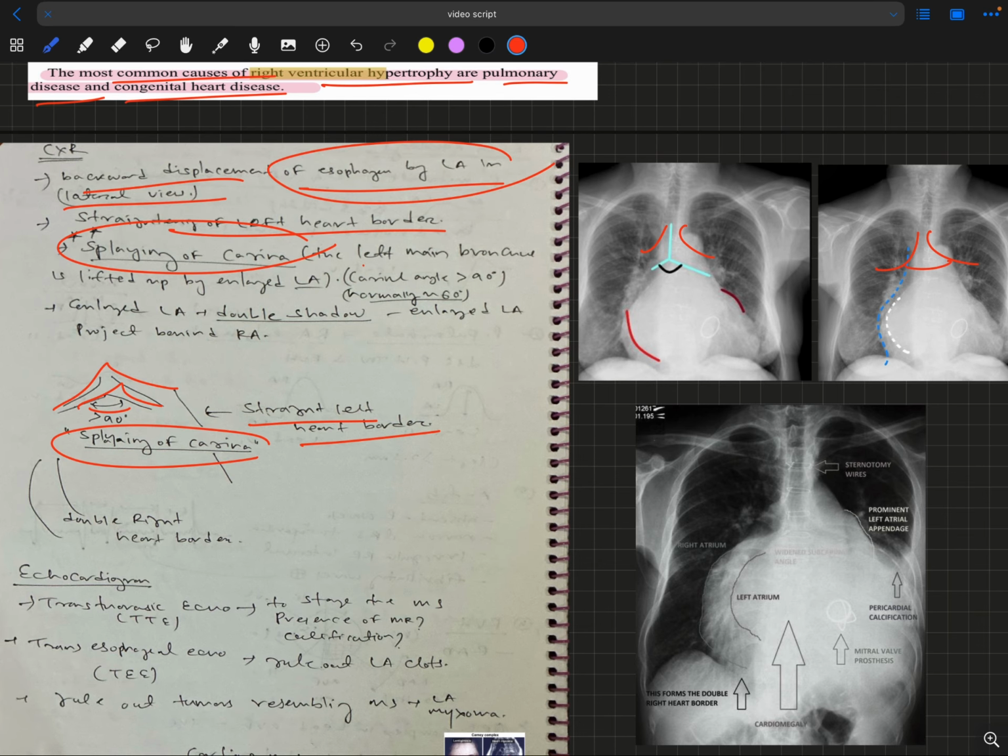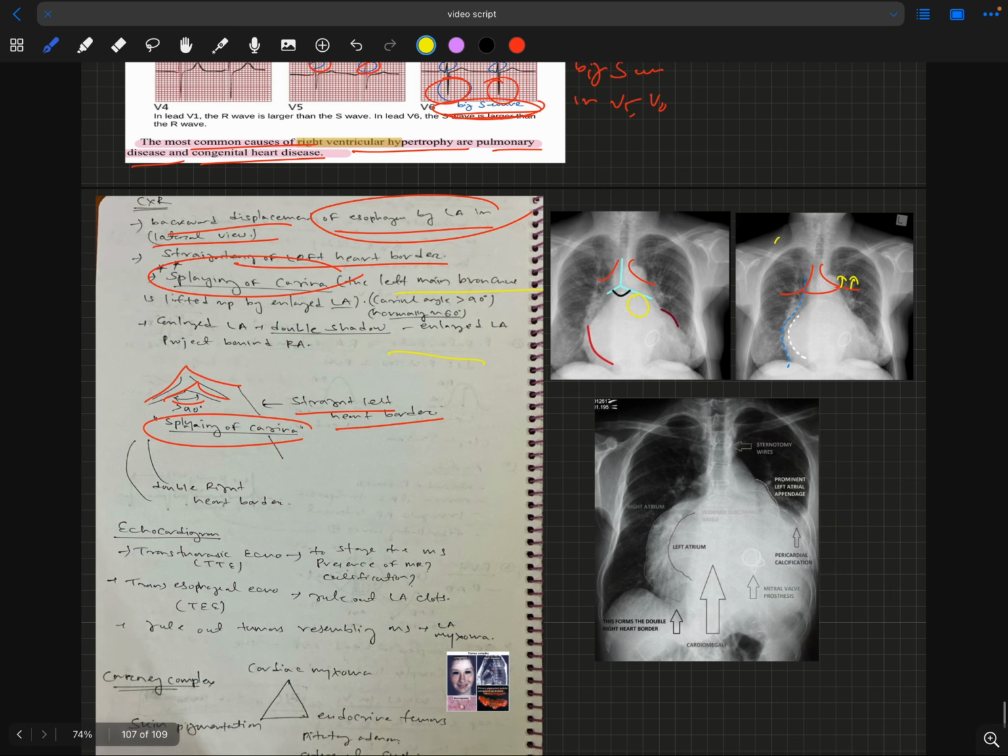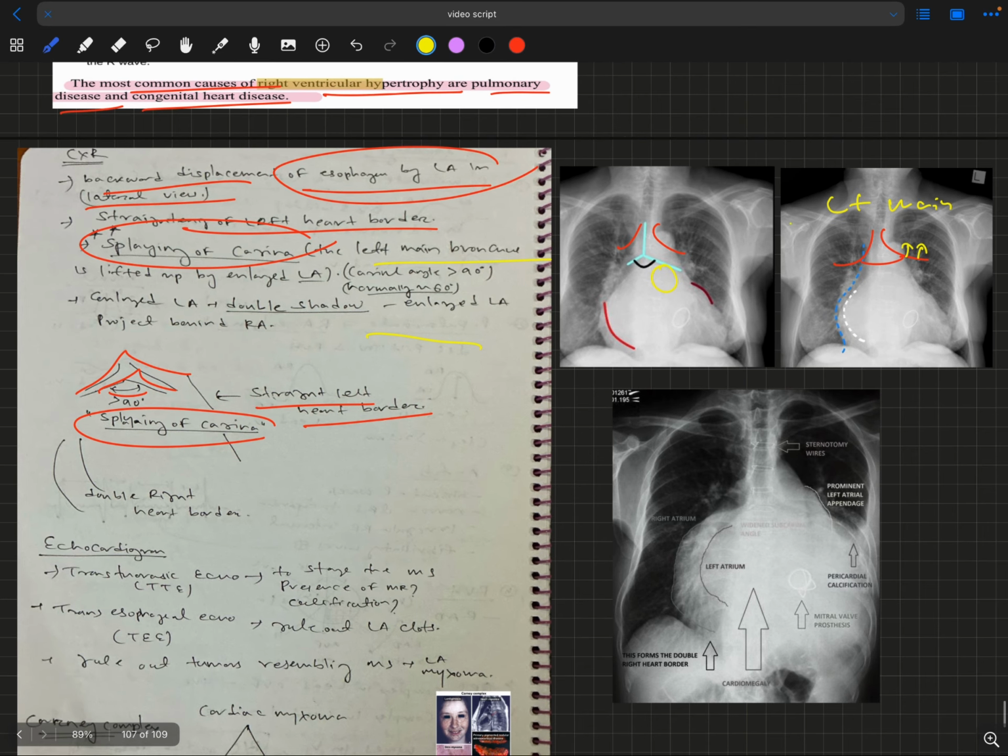Splaying of carina: the left main bronchus is lifted up by the enlarged left atrium. So due to this enlarged left atrium, the left main bronchus is lifted up. This is called splaying of carina.